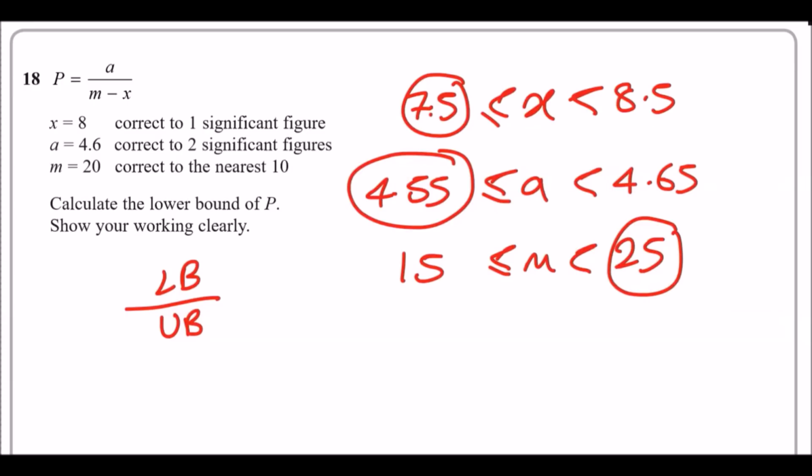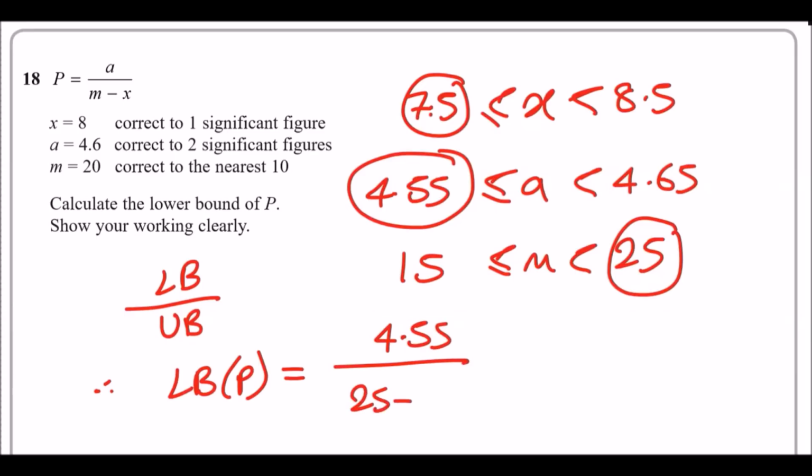So therefore, we can say the lower bound of p is going to equal the lower bound of a, which is 4.55, over m minus x, so 25 minus 7.5. And then in our calculator, if you put that in, you should get 0.26. Yeah, I think that's it.